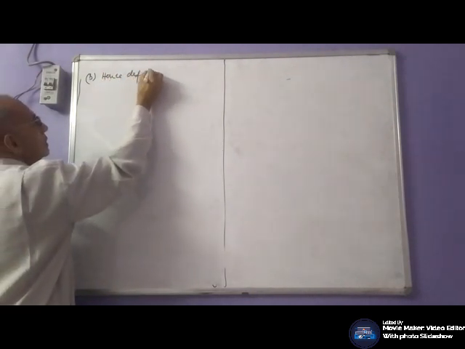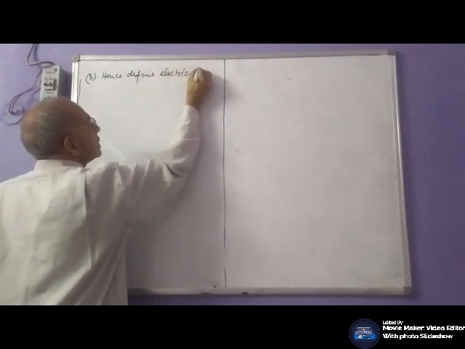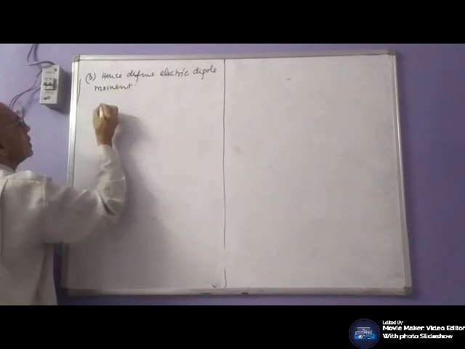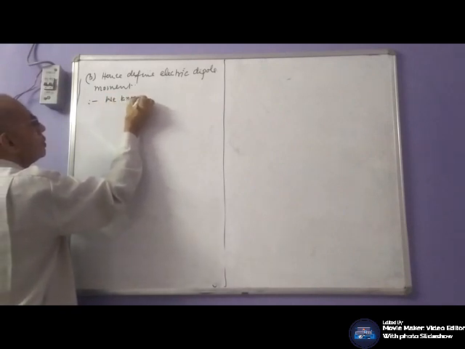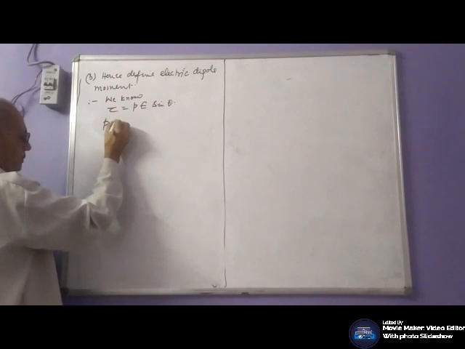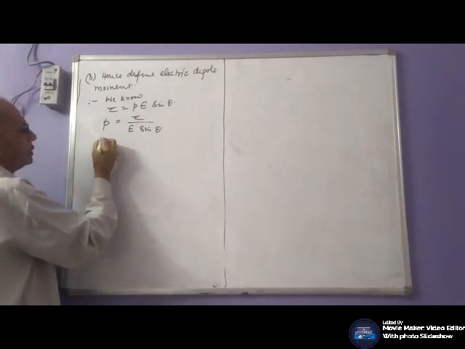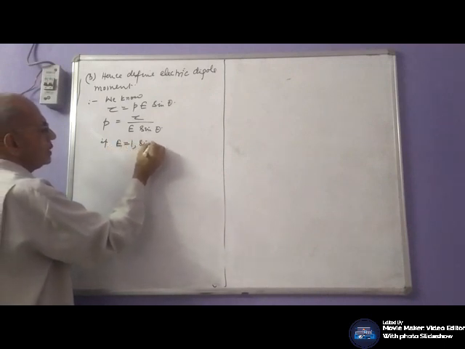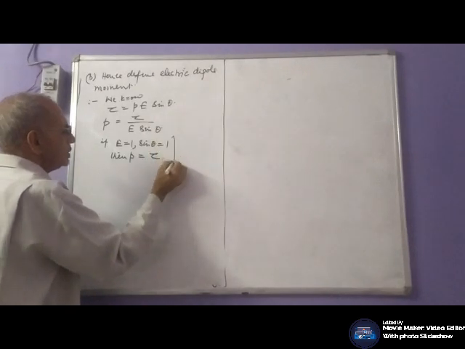Hence define electric dipole moment. We know torque is PE sin theta. If E is 1 and sin theta is 1, then P is tau. This is the definition.